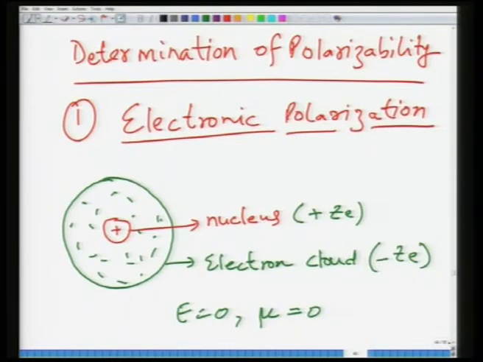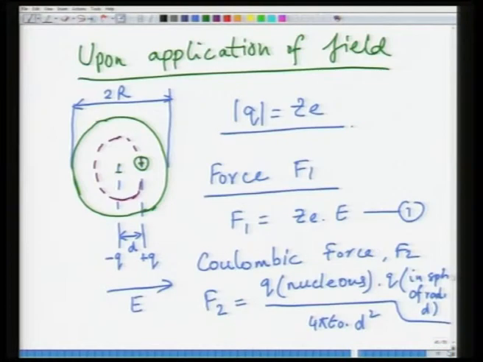First we took electronic polarization, and there we looked at the effect of electric field on the electron cloud around the nucleus and the shifting of centers of charges, which gives rise to what is called electronic polarization. And then how do you work out the polarizability?